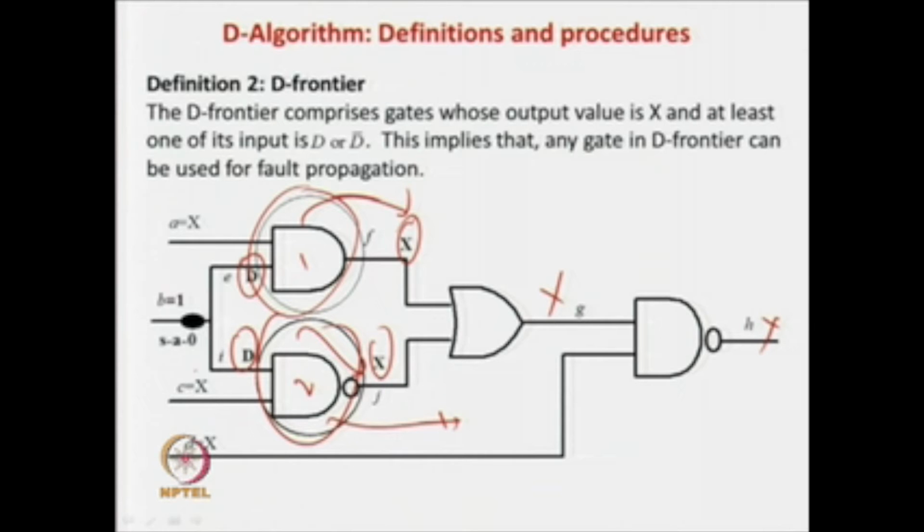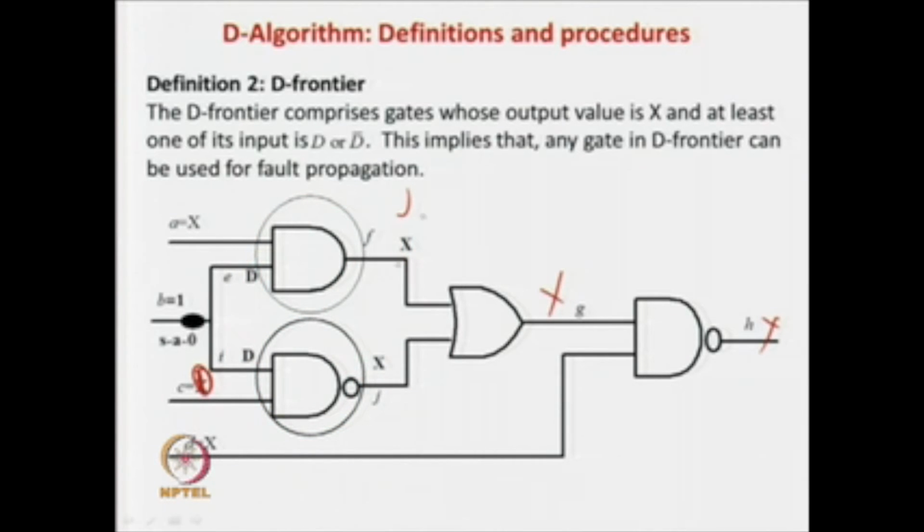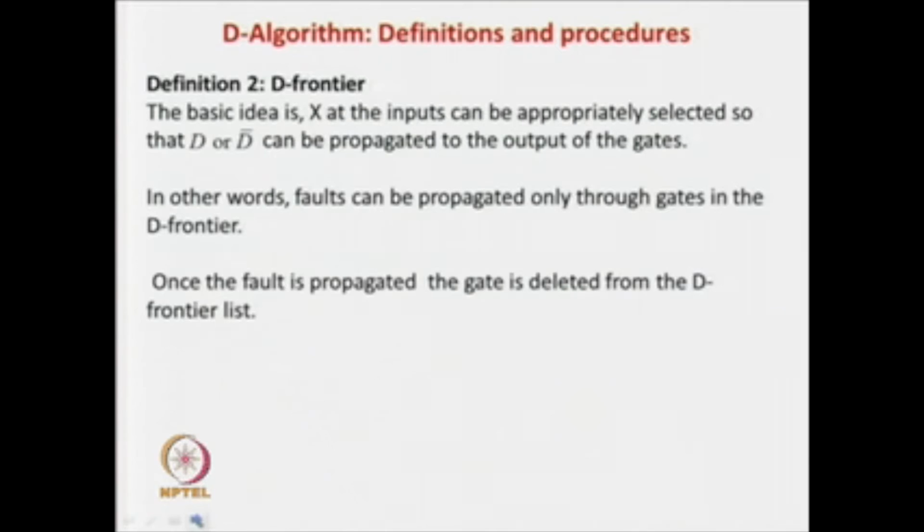But maybe you think, because of some reason or the other, that C has become a 0. If C has become a 0, then immediately this will not be x, it will be 1, and then gate 2 will not be in the D frontier, because D cannot be propagated through gate number 2. So whenever a gate is in the D frontier, only then can it be used for propagating the fault effect of the circuit.